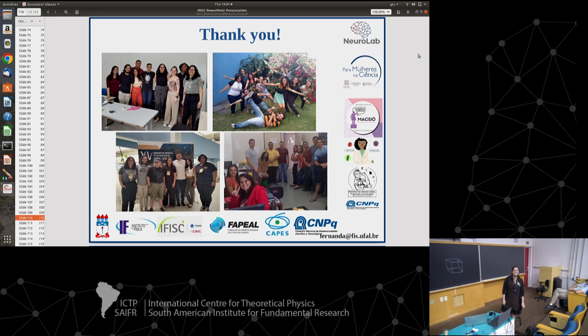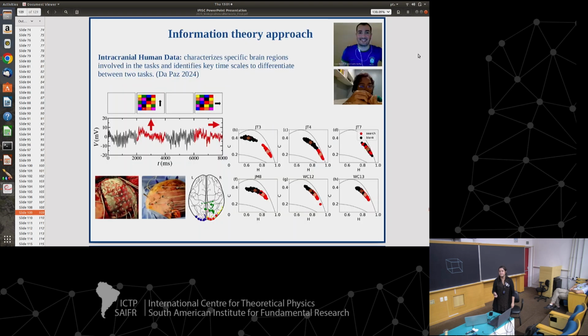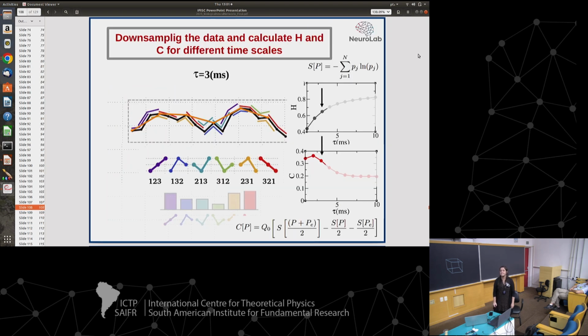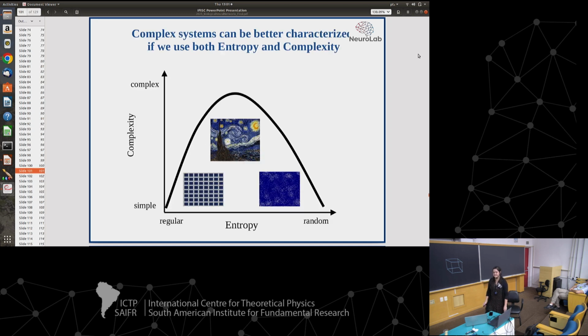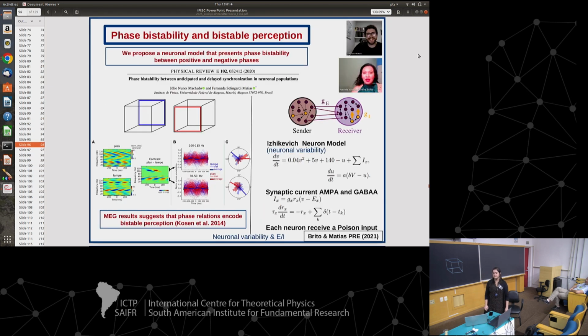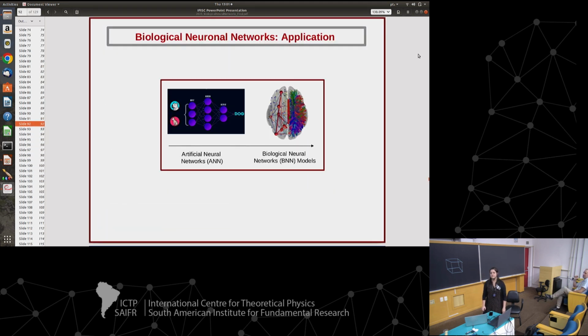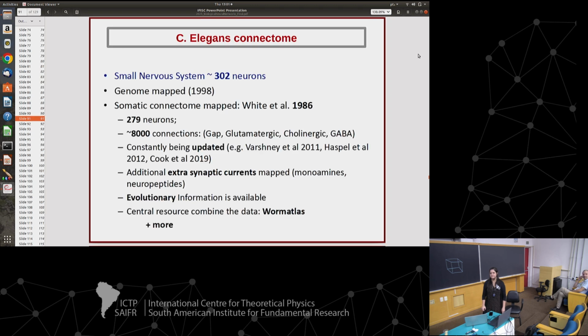Questions? Hodgkin-Huxley? A resistor, yes, in the electrical circuit. Yes.